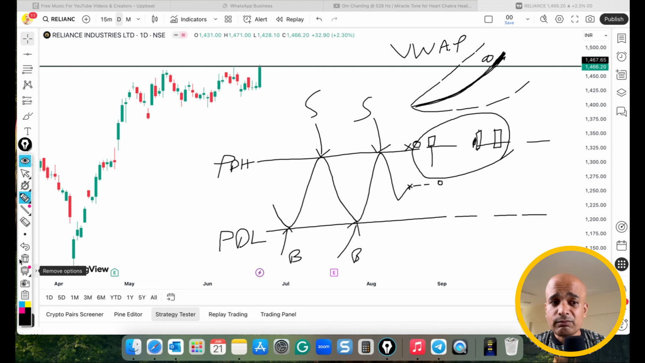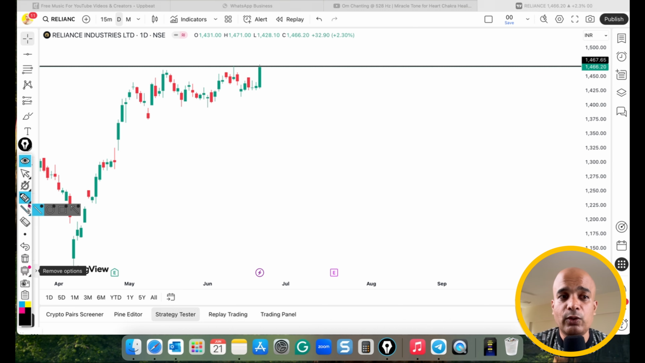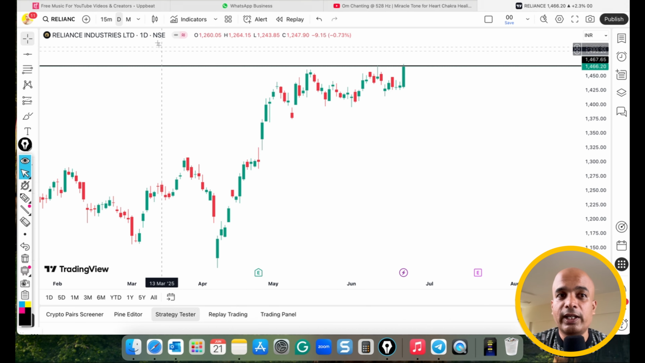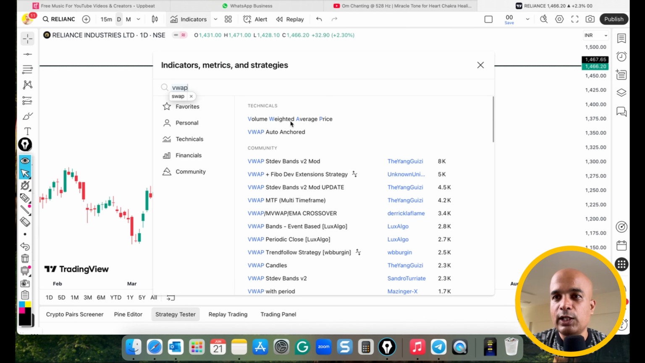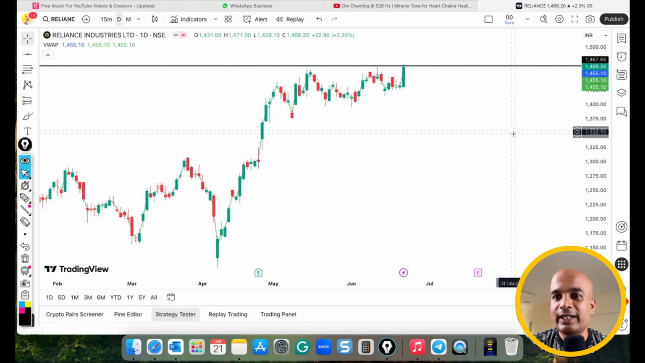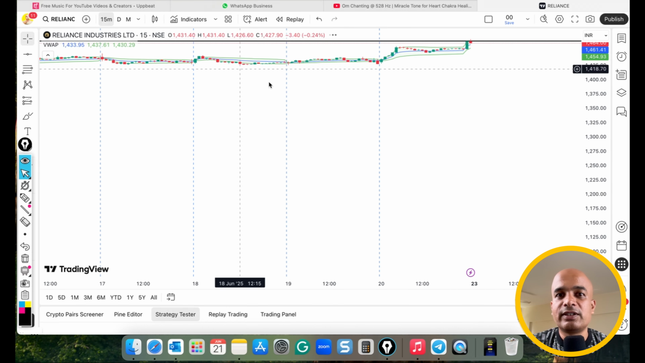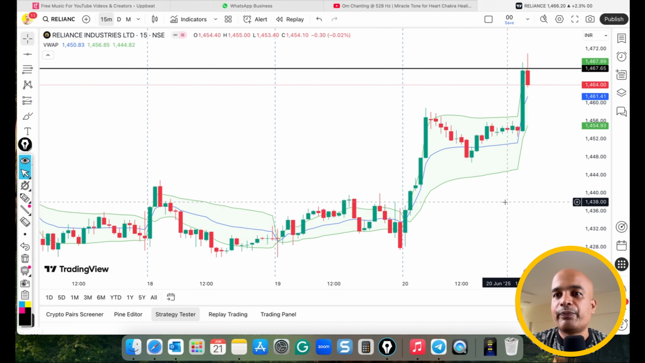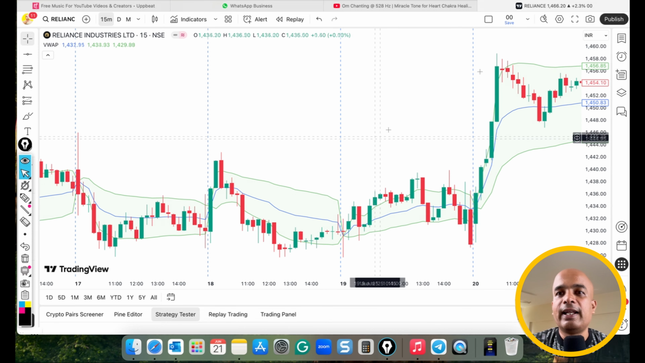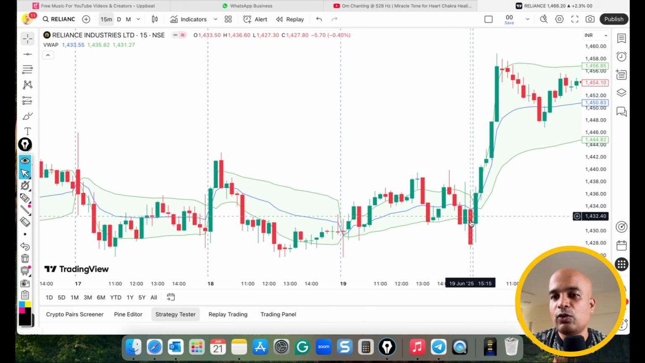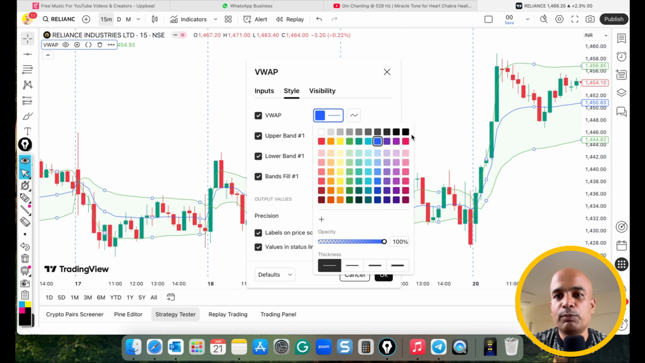Now I will show some examples. Suppose I go to Reliance. I will plot the VWAP indicator first, volume weighted average price. If you plot this indicator, it plots three lines. See here, in Reliance it is not there, because the close is below this lower line. So what I do is highlight the VWAP line to increase the thickness and change it to black. Okay, now it is clear.